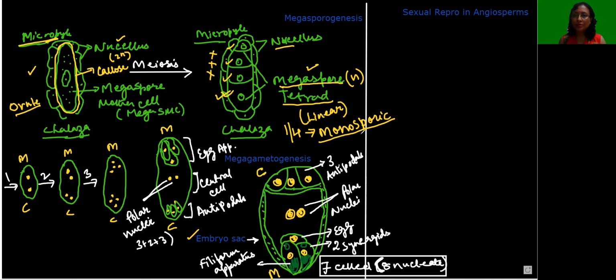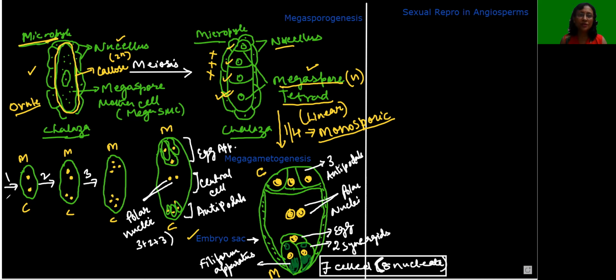Now monosporic embryo sac, I'm repeating again, what is this? This is when out of 4, only 1 megaspore has survived, and this functional megaspore will form the embryo sac or the female gametophyte, and the process is called megagametogenesis. What is the process called? Megagametogenesis.